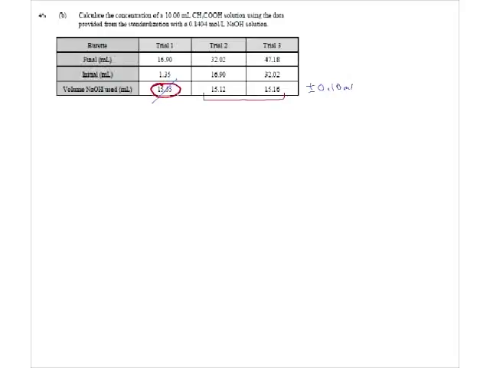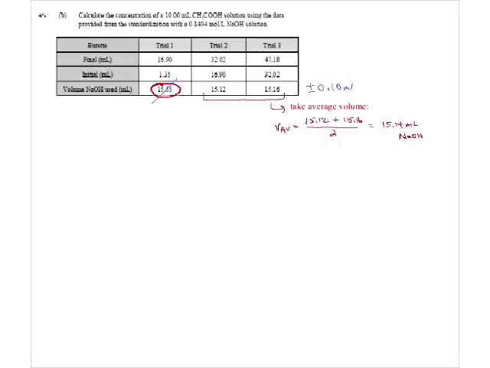So what we need to do at this stage is the calculation that goes along with this. We're going to take all the trials that agree within 0.1 of a mL, plus or minus. It can be higher or less than 0.1. We're going to add these together and take their average. This is going to be the volume of sodium hydroxide that we're going to use to calculate our concentration of vinegar. So here we go.